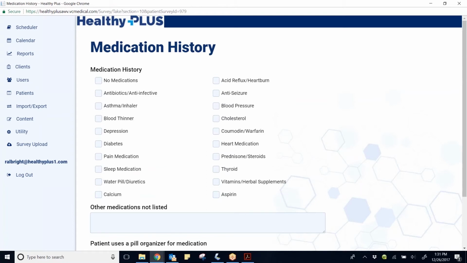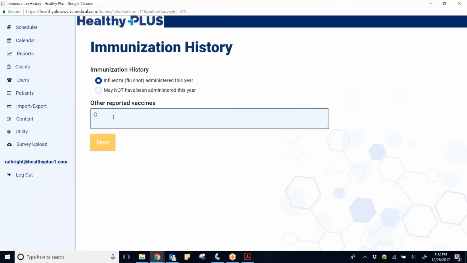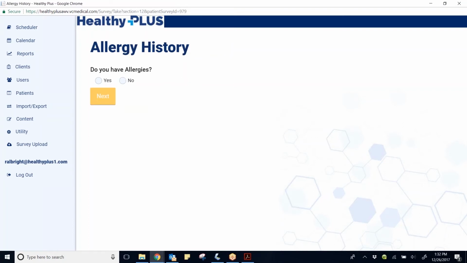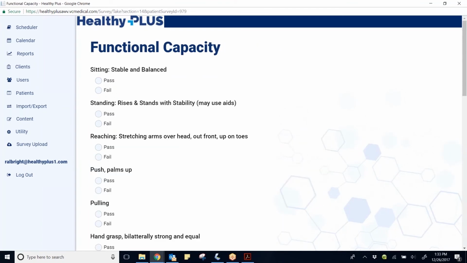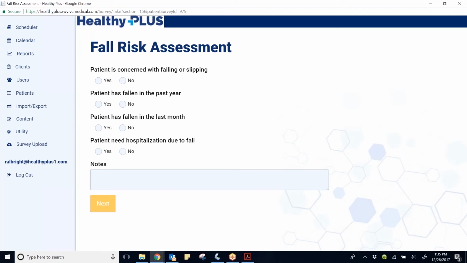We move into the medication history. It is important to be clear with the patient so you can capture all the medications they may be currently taking. We will then ask if they have completed immunizations. We update as much information as the patient can recall from memory. If they know the date, we note that information in the box for the provider. We then flow to allergies, to retinal macular assessment, to functional capacity, leading into the fall risk assessment.